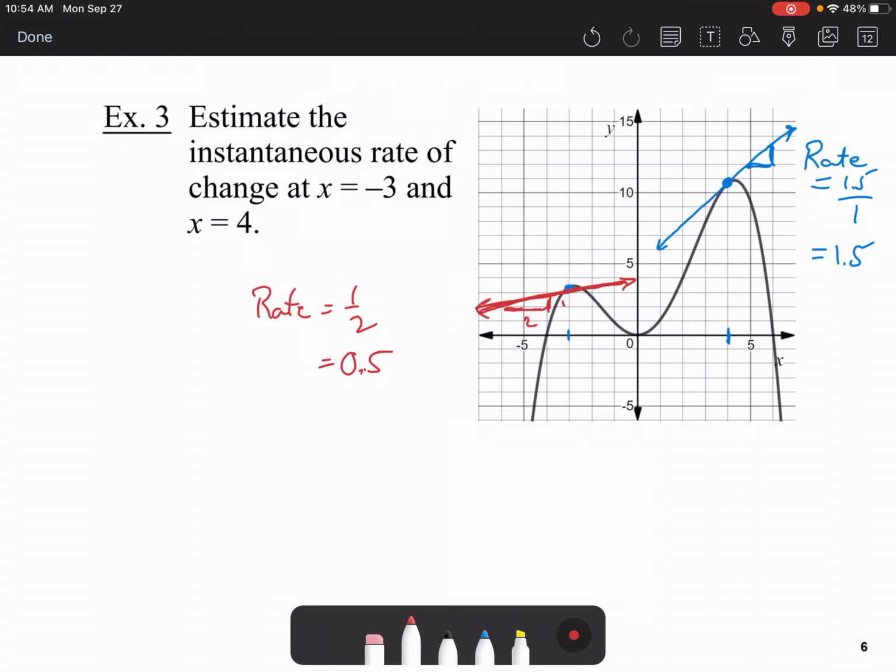And that's how you estimate the rates. And again, it's an approximation. It's not 100% accurate, and each person's going to get something slightly different.